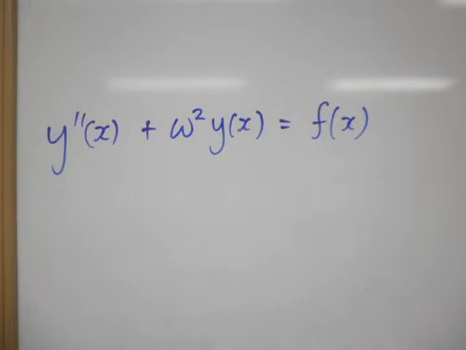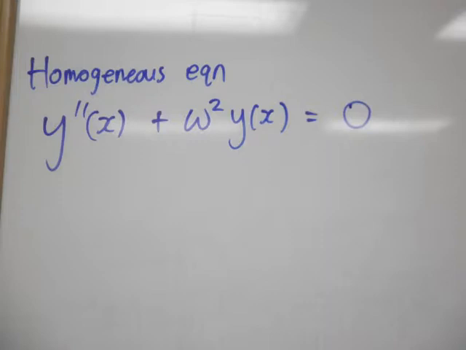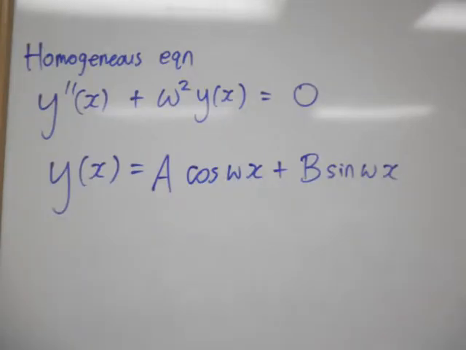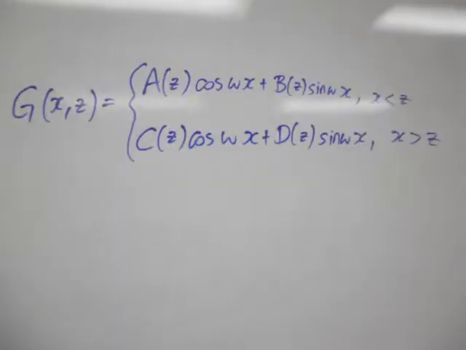In this question, we are looking for the Green's function for this differential equation. As before, we write down the homogeneous equation and find the general solution. The general solution in this case is a linear combination of sine and cosine terms. The Green's function is taken to be of a similar form, where the constants are now functions of z.